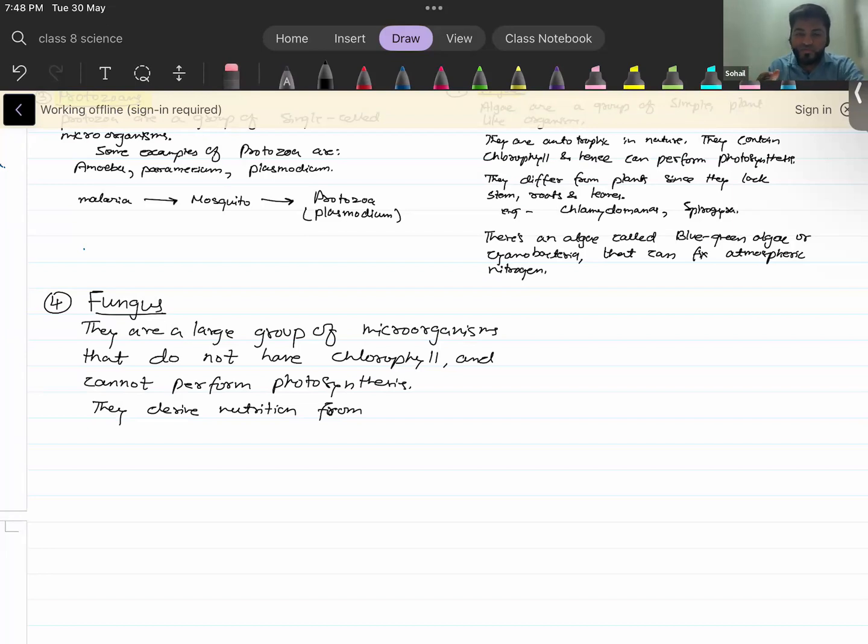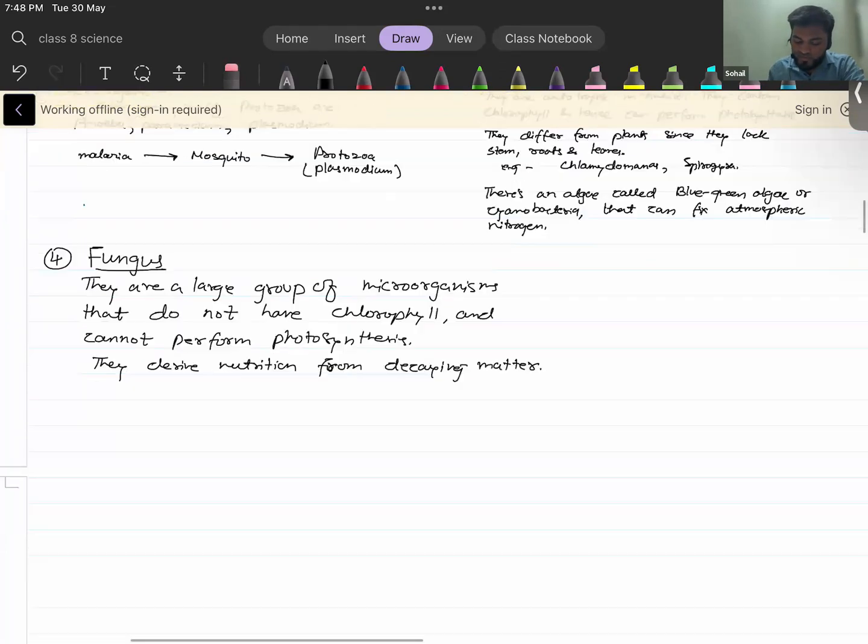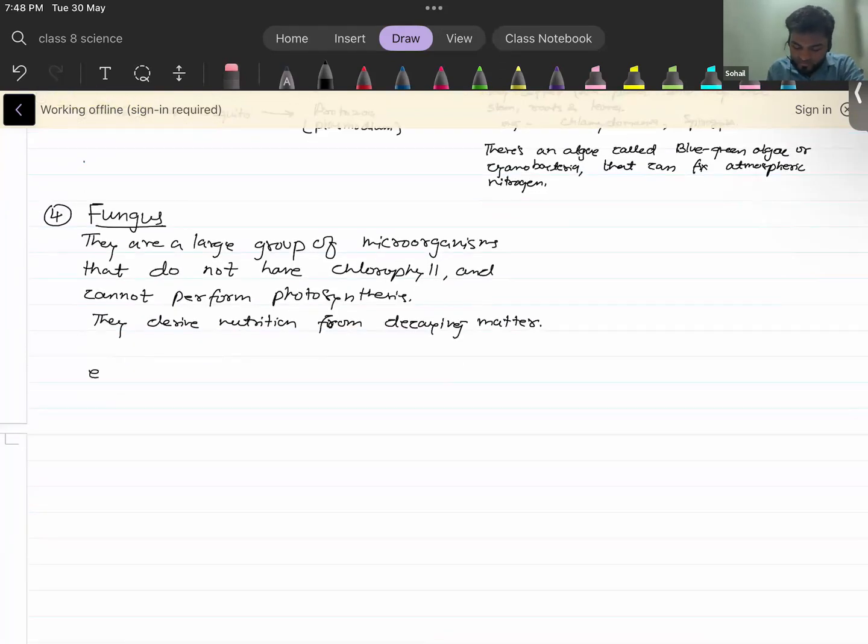We see that the food that is left in the open, or the decaying food that is getting rotten, that is basically not fit for consumption, on that type of thing fungus grows. So we say that they derive nutrition from decaying matter. What are some of the examples of fungus?